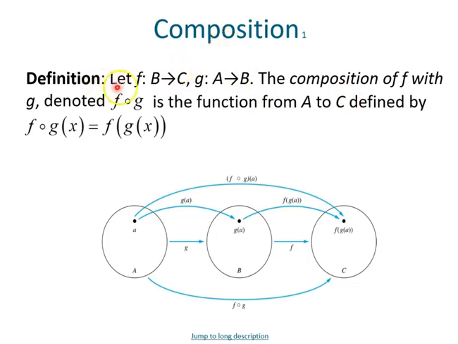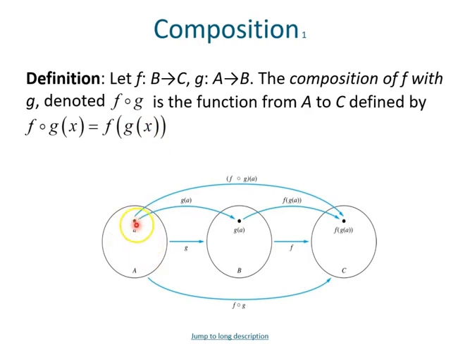Definition of a composition of two functions. Let f be a function from B to C, and g be a function from A to B. A, B, C are three sets. The composition of f with g, denoted f circle g, is the function from A to C, defined this way. The composition at x is equal to f of g of x.